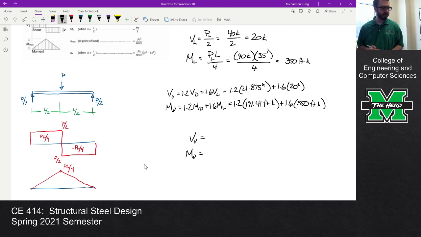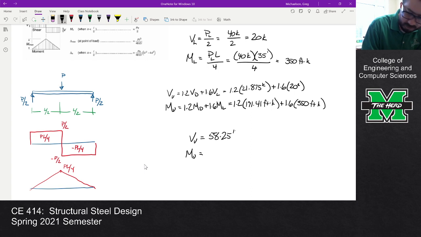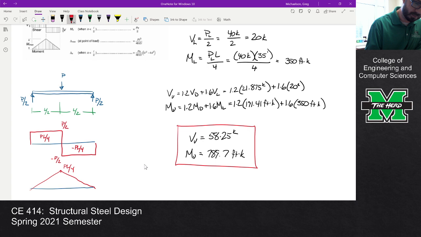Anybody got a VU? VU is 58.25. Okay, and MU is 789.7. Boom. Okay. There you go. Exactly right. Good job. That's not hard, right? Anybody have any questions about that process?